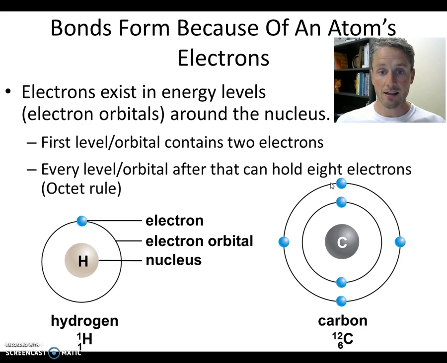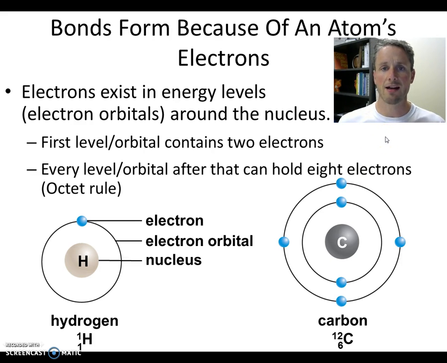Now the second level has a different rule than the first. So every level after the first can hold up to 8 electrons. And we generally call that the octet rule. So we're going to fill the very first level with just 2 electrons. Every level after that will have 8 electrons. And so we can see that for carbon, there are 4 electrons in that next electron shell.